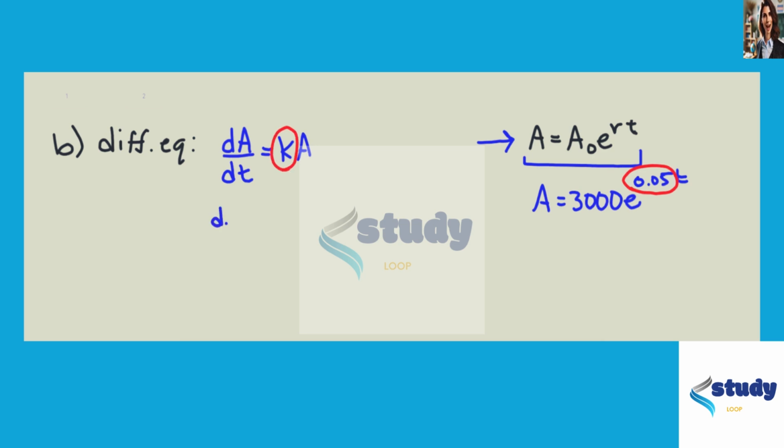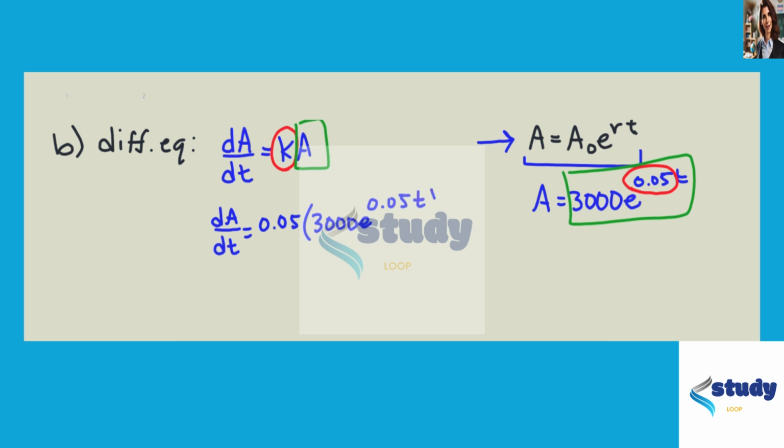So now we have dA/dt equals 0.05 times A, and we can go ahead and substitute our equation in for A, and we have 0.05 times 3,000 e to the 0.05 t. All right, let's multiply the 0.05 and the 3,000 together, and we get 150 e to the 0.05 t. So that's our differential equation for this situation.